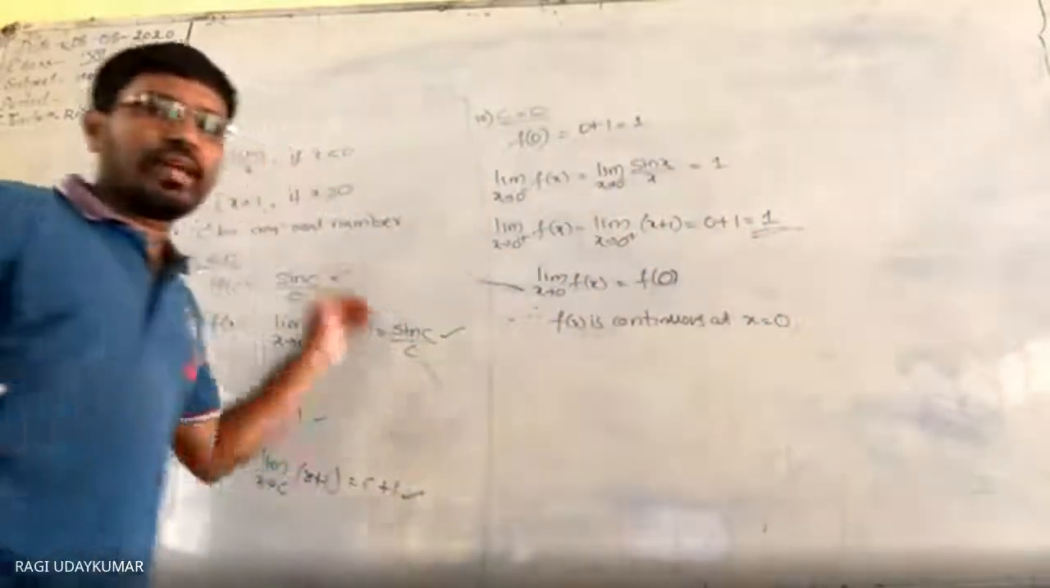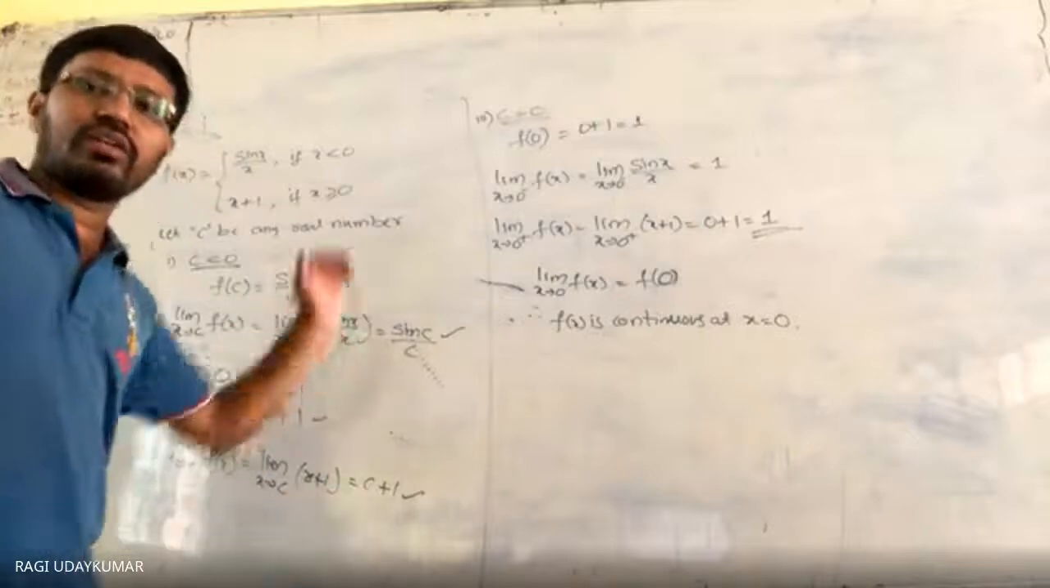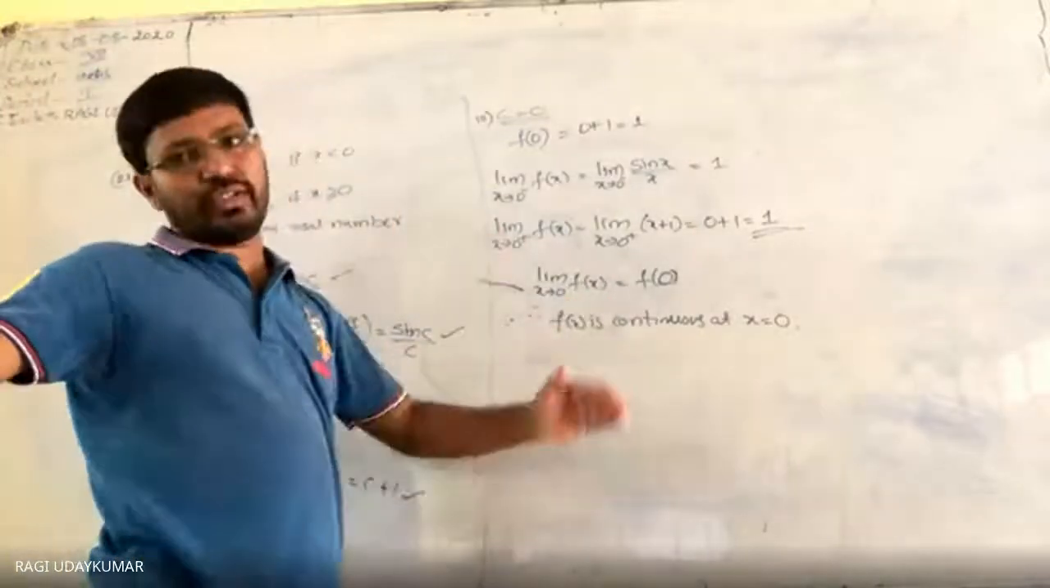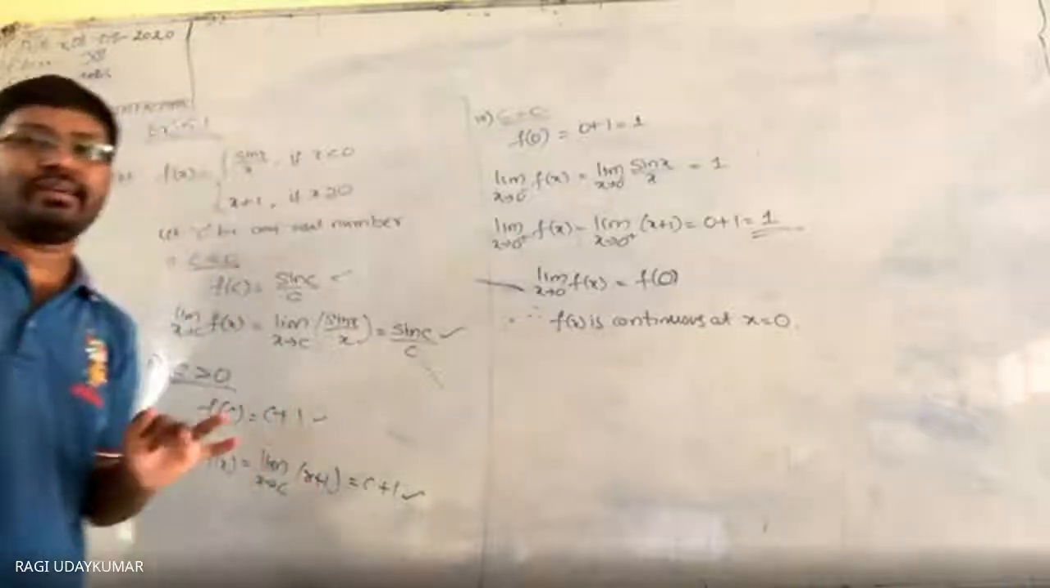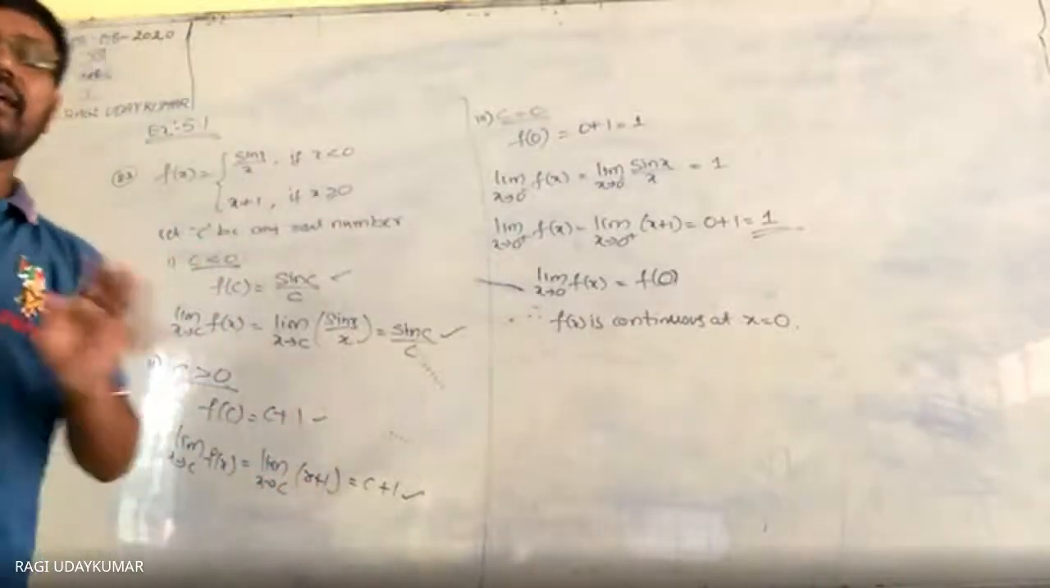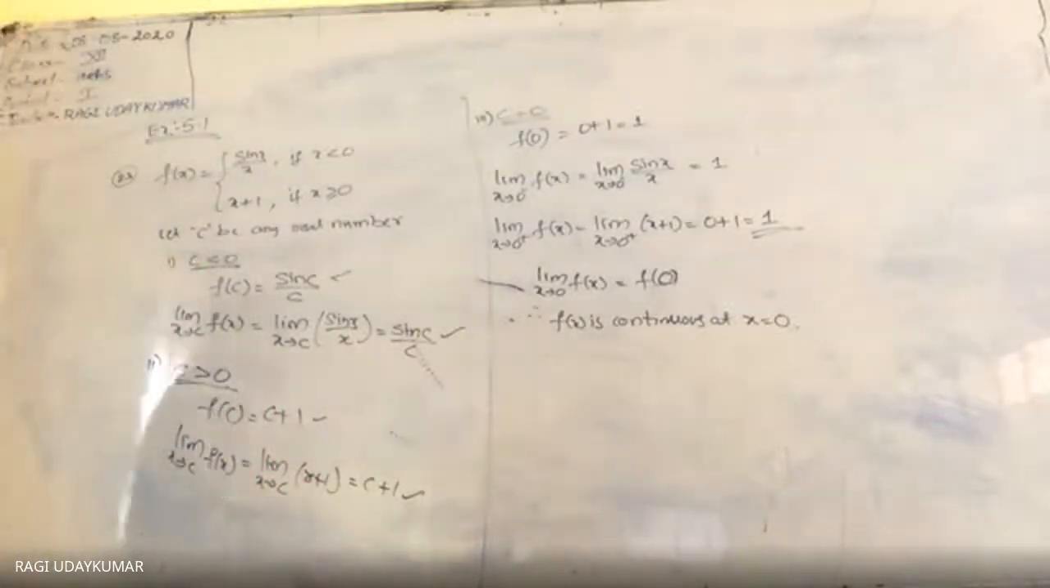It is continuous at less than 0, greater than 0, and equal to 0. Therefore the function is continuous. This is a way to write the solution. This is a method of writing the solution.